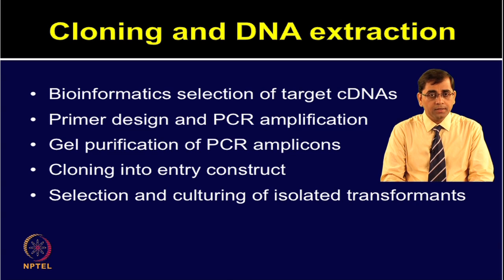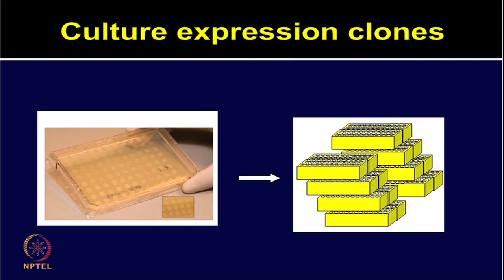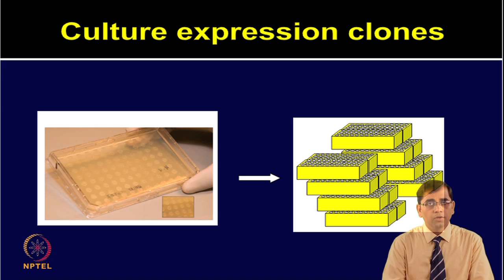Gel purify the right size band and then move them into the entry construct. You need to then transform them in E. coli and select the right transformant colony. Then you would like to use those colonies in the long term by making a glycerol stock and use it for future reference. The DNA preparation process is very similar to what everybody performs in a very routine molecular biology lab.